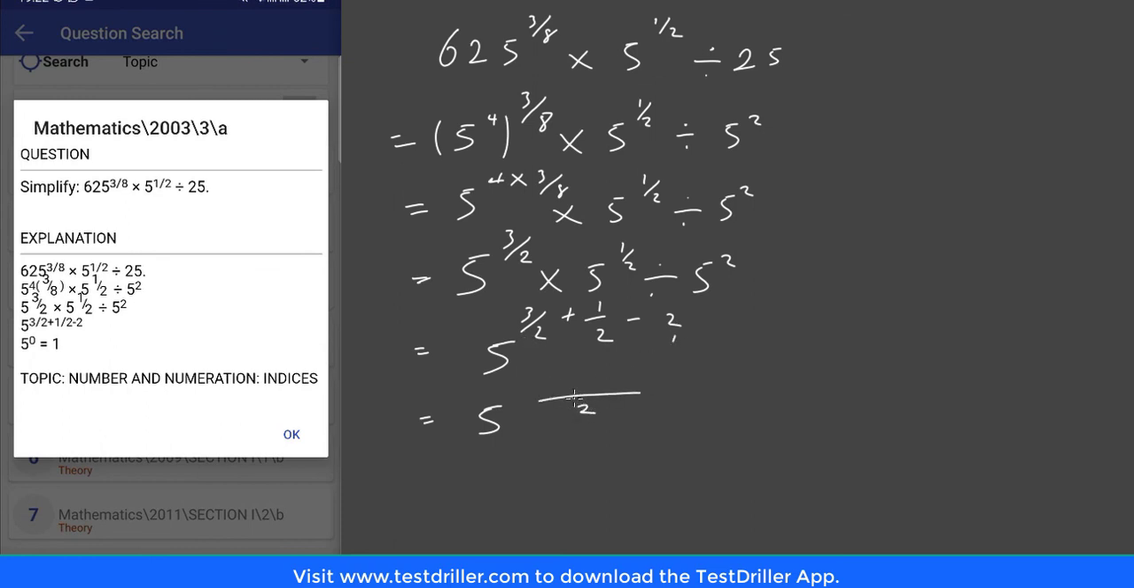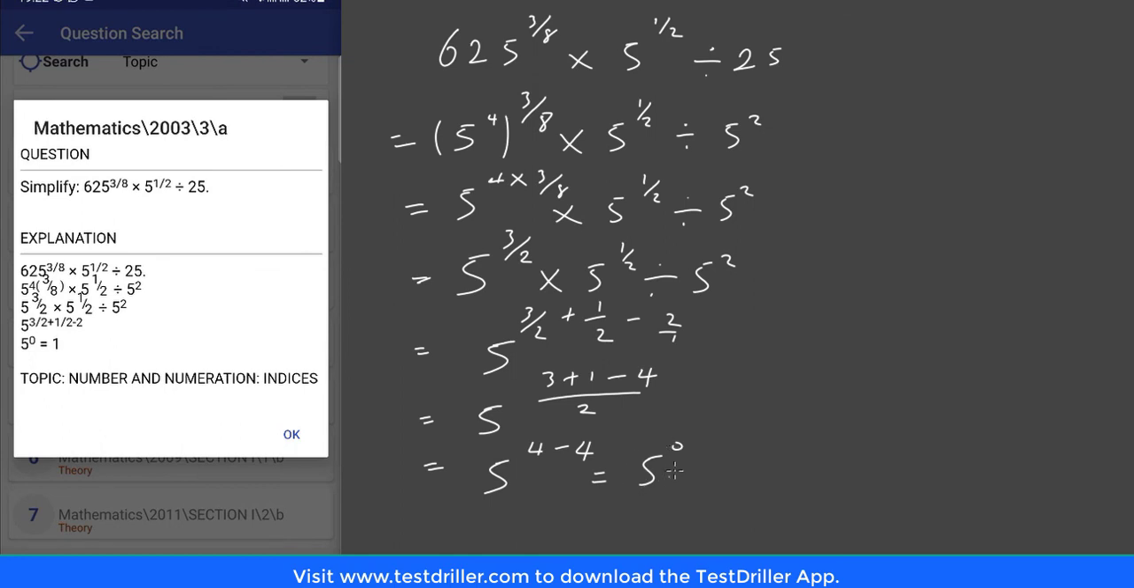2 in 2, that's 1 times 3, that's 3, plus 2 into 1 times 1, then minus 1 in 2, that will give you 2 times 2, that gives you 4. So here you have 5 raised to the power of 4 minus 4, and that will give you 5 raised to the power of 0.